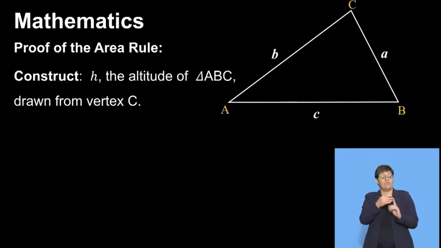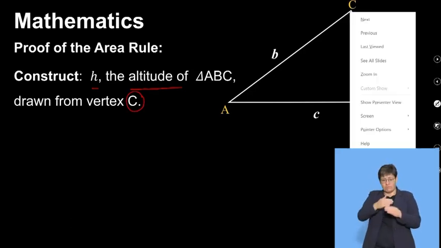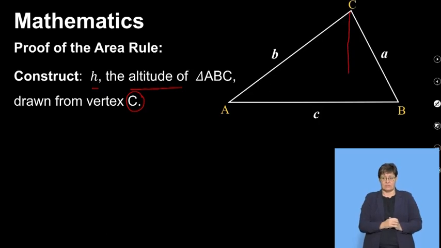Okay, so to begin the proof of the area rule, we have to construct H, which is the altitude of the triangle ABC. Specifically, we're going to draw this altitude from the vertex C. So we go to the drawing and we begin at C and we draw a perpendicular line from C down to our base. This should look quite familiar to you. We've done this lots of times. So that's going to be the height of your triangle, and this would now be the base of your triangle. Okay, and this little c would be the base.